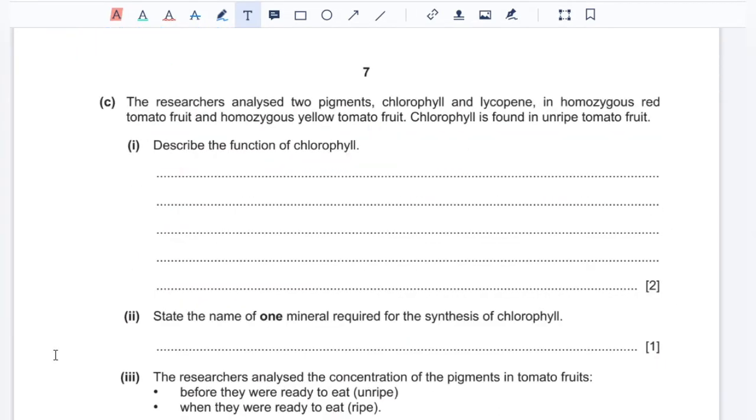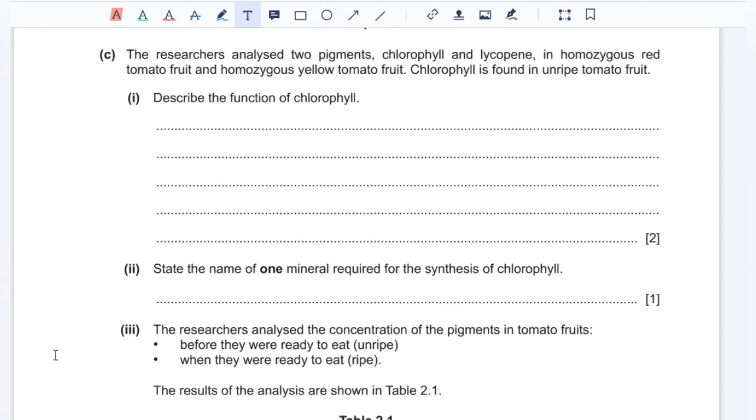C. The researchers analyzed two pigments, chlorophyll and lycopene, in homozygous red tomato fruit and homozygous yellow tomato fruit. Chlorophyll is found in unripe tomato fruit. 1. Describe the function of chlorophyll. So chlorophyll is the photosynthetic pigment which is used to convert light energy from the sunlight into chemical energy during the process of photosynthesis to make carbohydrates.